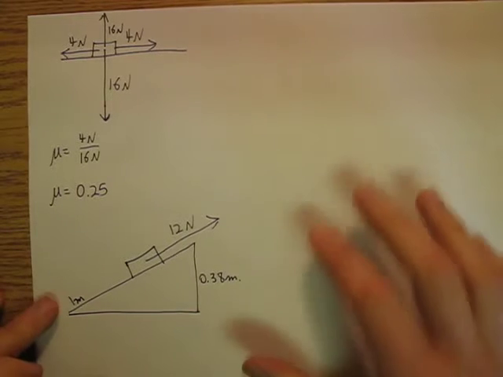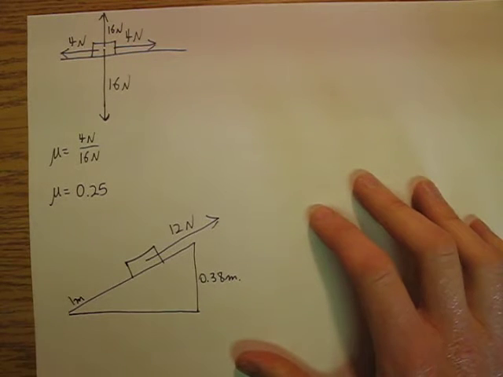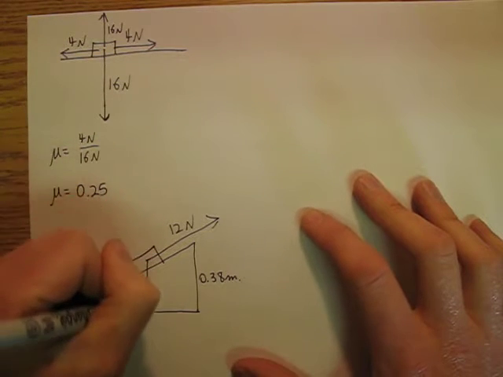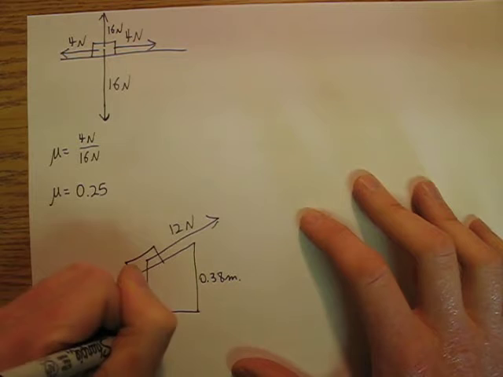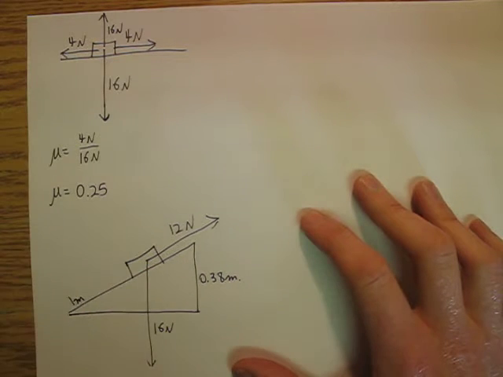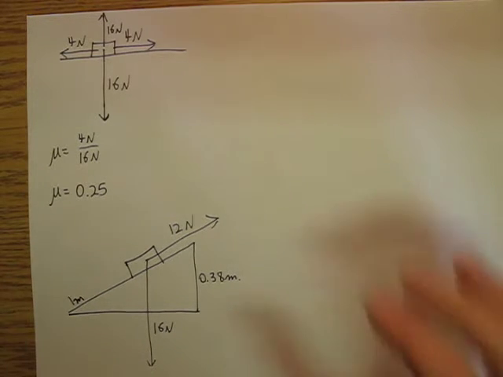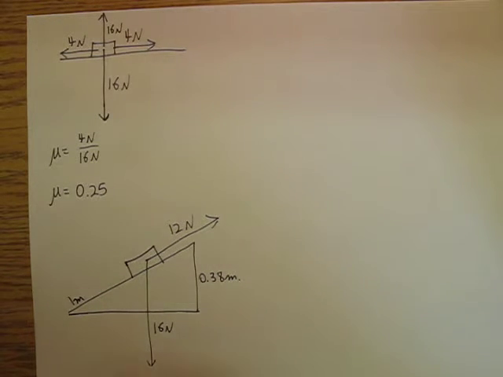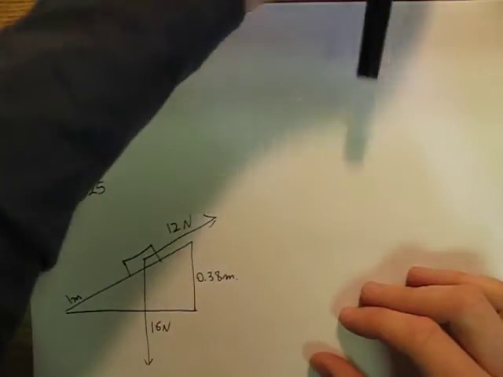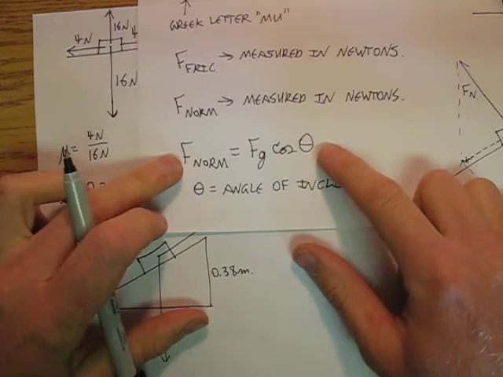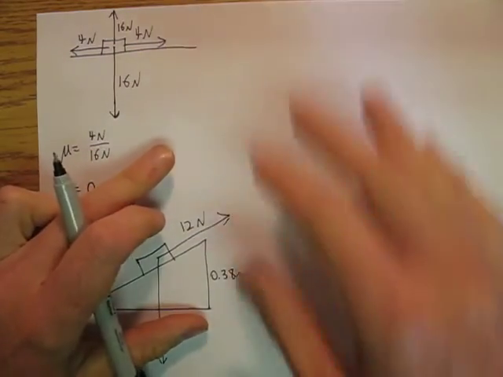Now, what has stayed the same? What has stayed the same is the force due to gravity. Force due to gravity is still pointing down this way at 16 newtons. And then where can we go from there? Well, we can go to this equation: force normal equals Fg cosine theta.